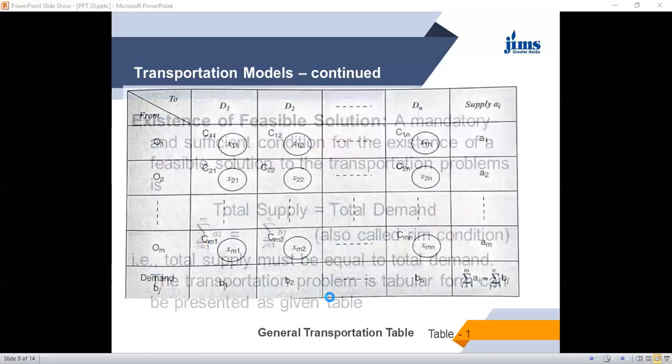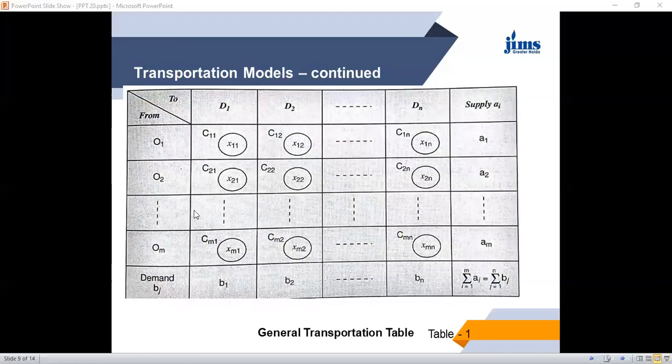So as I had shown you, this is the tabular form of the transportation problem. These are the origins O1, O2, OM. These are the destinations D1, D2, Dn. And at each origin, you have a maximum capacity of say A1, A2, up to AM. And at each destination, your requirement is B1, B2, up to Bn.